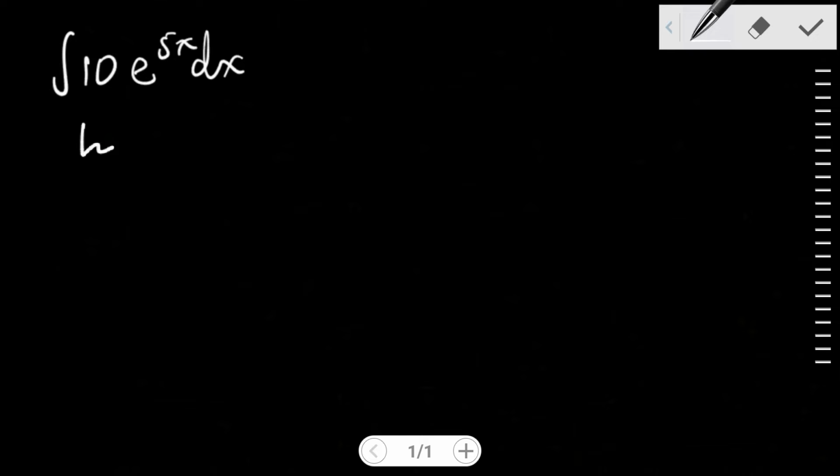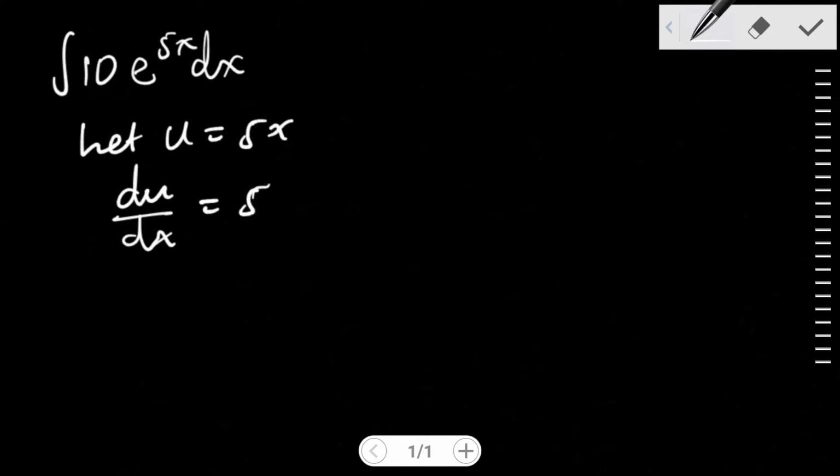say let, for example, u be equal to 5x. So if we differentiate this, du/dx, if you differentiate anything with respect to x, you put dx there, this would be equal to only 5. Now let dx be the subject, so this is going to be du divided by 5, which would give me the dx. So the next thing here is to come back to this, and then we substitute in du divided by 5.